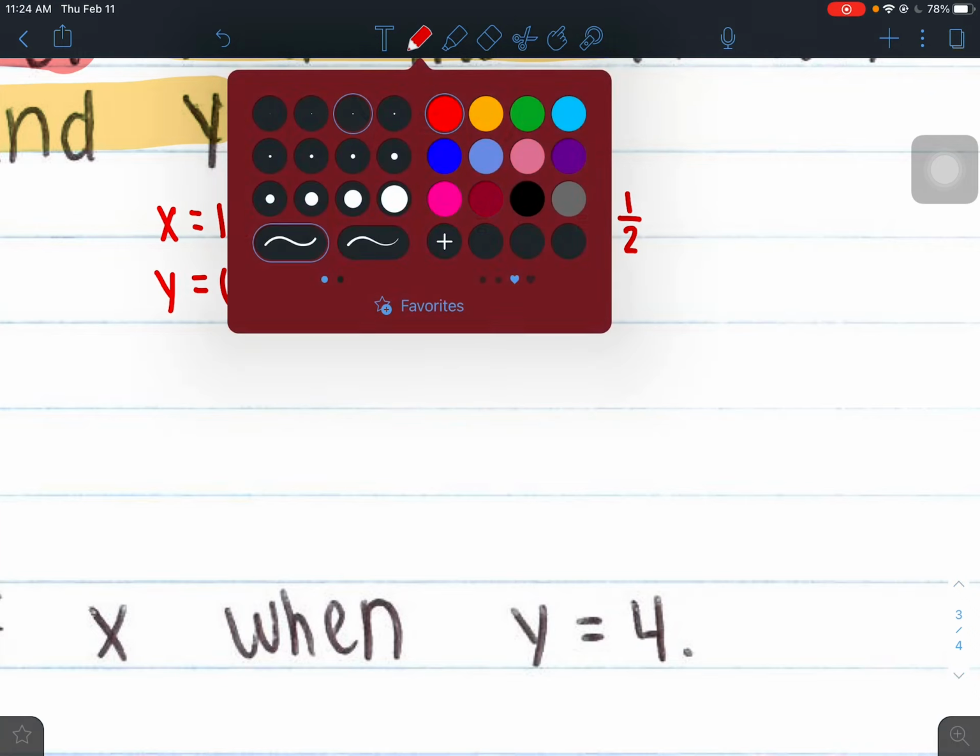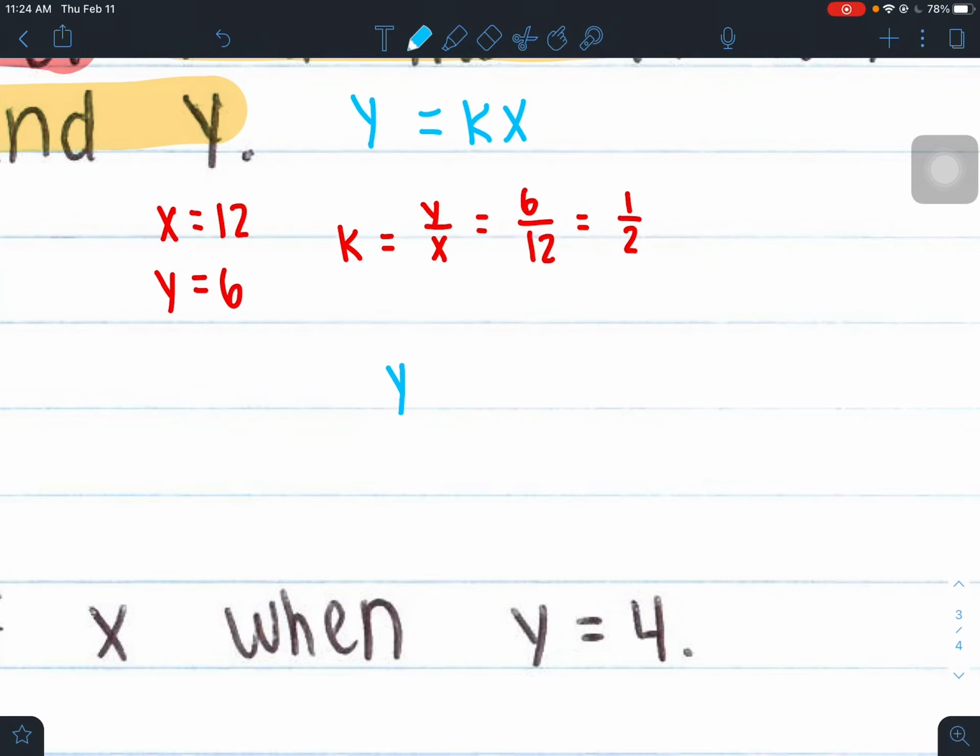y equals 1/2 x. Oops, I'm selecting the wrong colors. And that is your equation, and you're done.